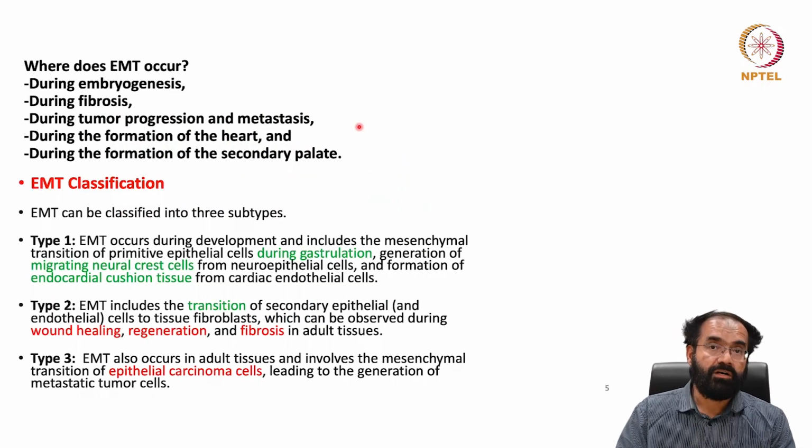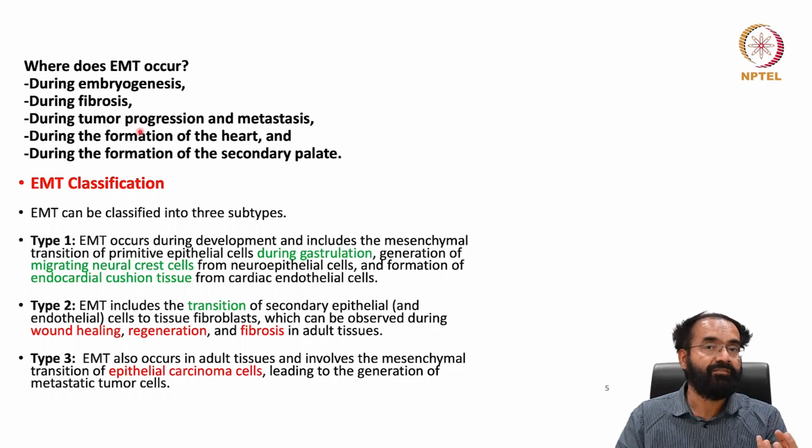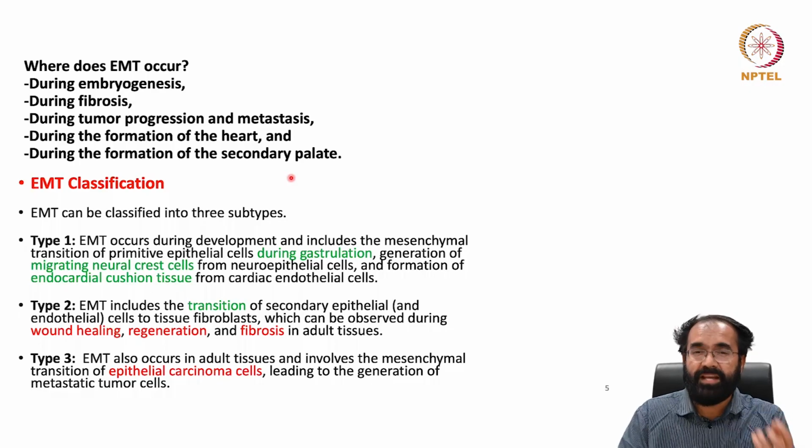Where does the EMT occur? What are the scenarios in which EMT is needed? Epithelial to mesenchymal transition is needed during embryogenesis. During fibrosis, we have seen wound healing with scar formation or prolonged inflammation can cause fibrosis. During tumor progression and metastasis, during formation of the heart, during the formation of the secondary palate, during various phases of development, and during cancer progression and metastasis, this EMT is necessary.